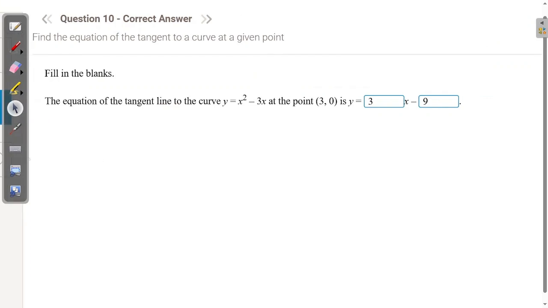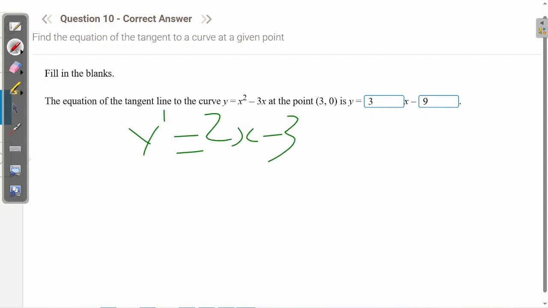The equation of the tangent line to the curve y equals x squared minus 3x at the point 3 is what? So they want the equation of the tangent. So this time you don't need to do negative 1 over the reciprocal or whatever. You just find the derivative. So y prime is equal to 2x minus 3. Now substitute with 3 to get the derivative at that point. So it equals 6 minus 3 equals 3.